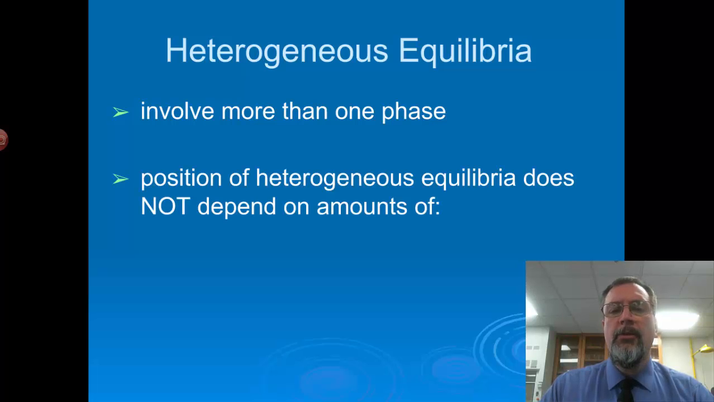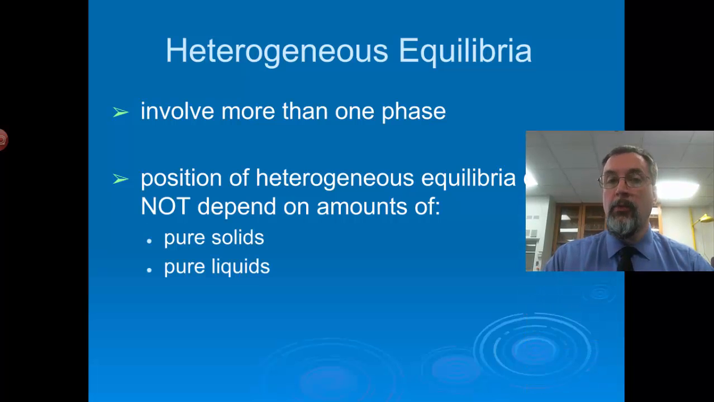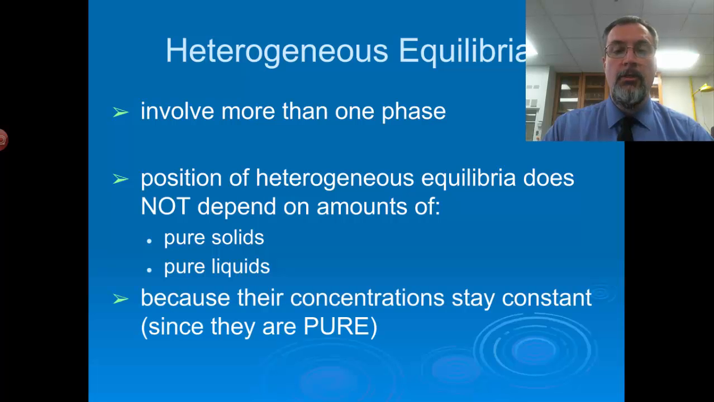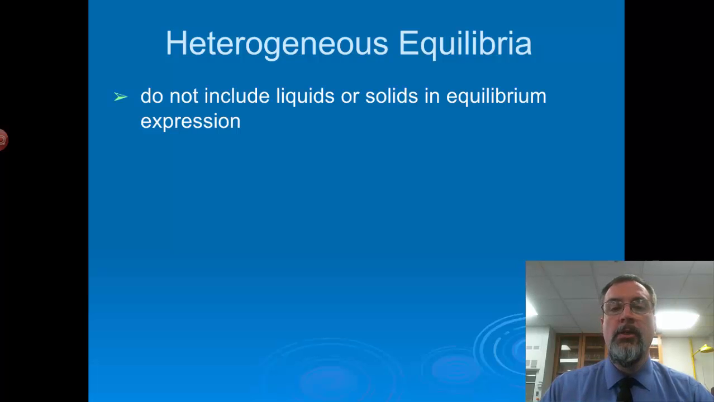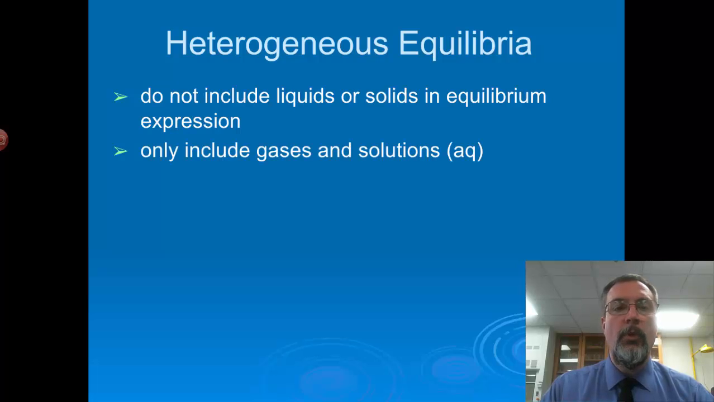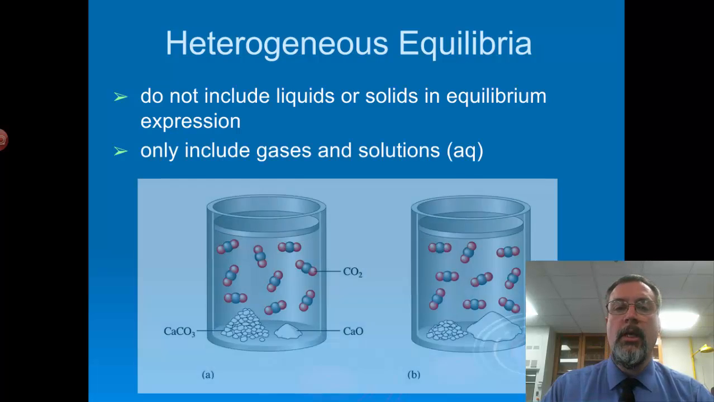The position of heterogeneous equilibrium doesn't depend on the amounts of pure solids or pure liquids involved in the reaction. Their concentrations don't change, essentially, in terms of particles. There's so many of them, and they're pure. They're not made of anything other than the molecules or formula units of those substances. So we don't include them in our expression for the equilibrium constant. That's important. So we don't include liquids and solids that are pure. Only gases and aqueous solutions get included.